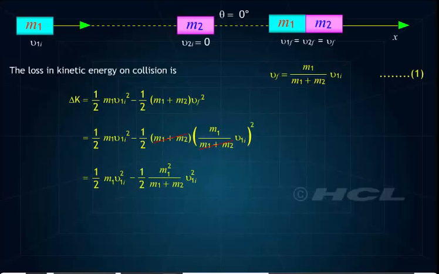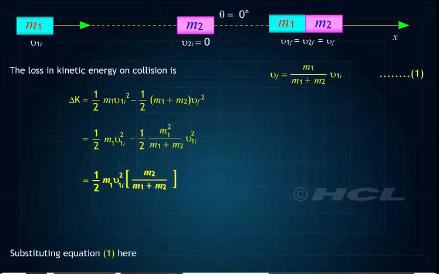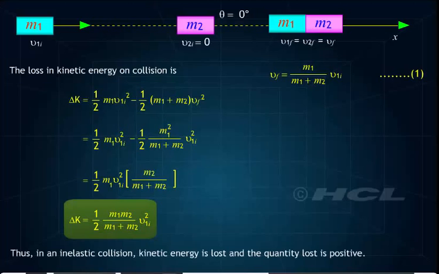This equals half m1 v1i square minus half m1 square by (m1 plus m2) v1i square, which equals half m1 v1i square into (1 minus m1 by (m1 plus m2)). Substituting equation 1 here, we get half m1 m2 by (m1 plus m2) v1i square. Thus, in an inelastic collision, kinetic energy is lost and the quantity lost is positive.